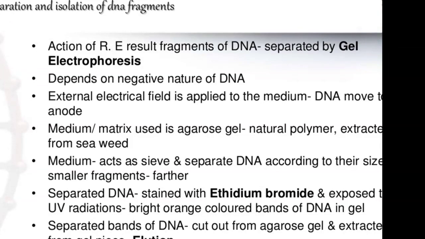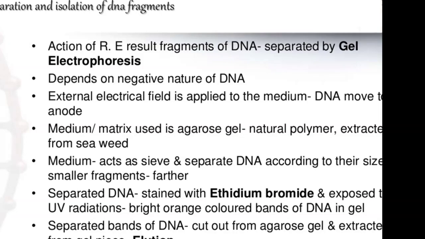The medium or matrix used is known as the agarose gel. Dextrose and agar powder combined together form the agarose gel. It is a natural polymer extracted from seaweeds or kelp, which are brown algae. It is the medium used to separate the DNA and move it to the anode. The medium acts as a sieve, and it separates the DNA according to size: smaller fragments and then bigger fragments.